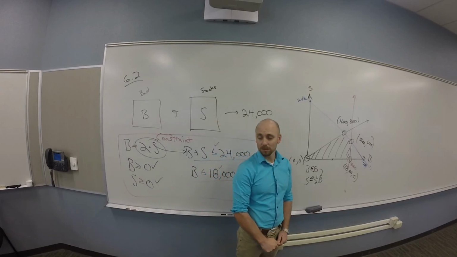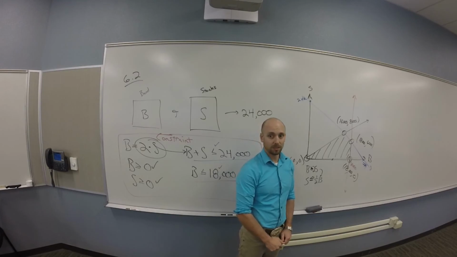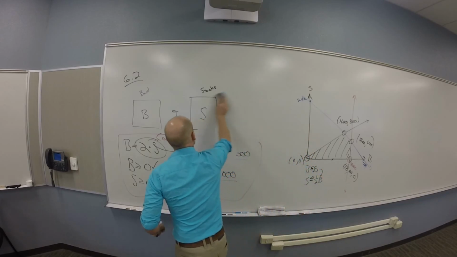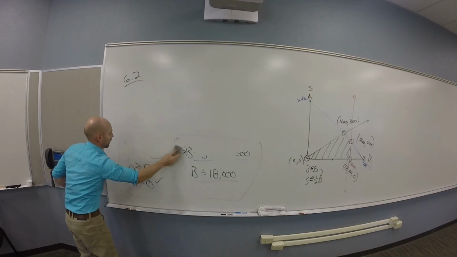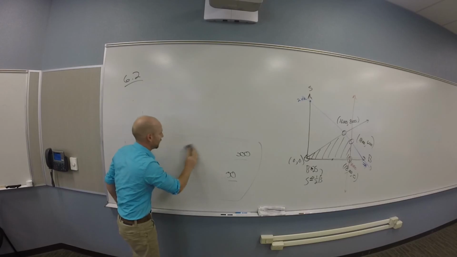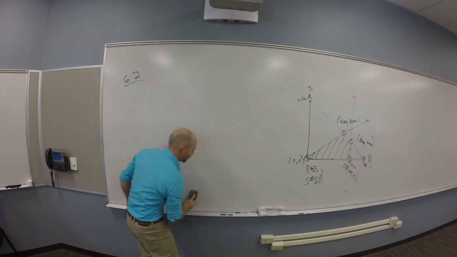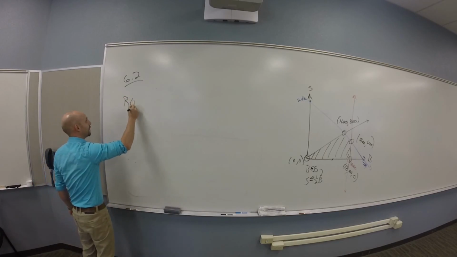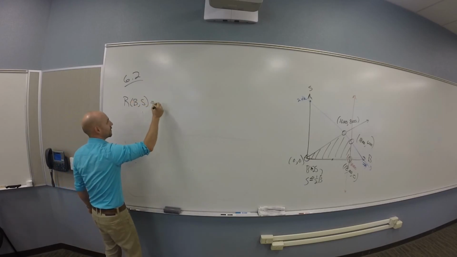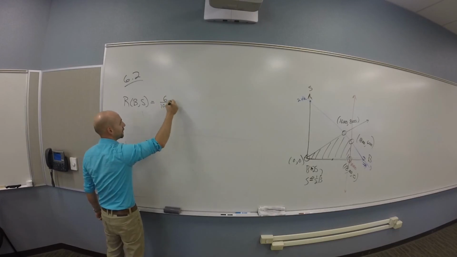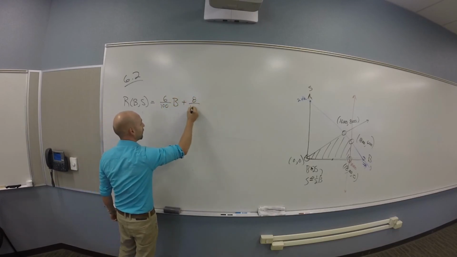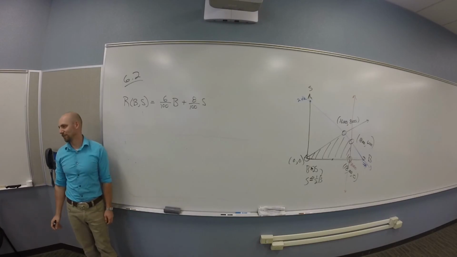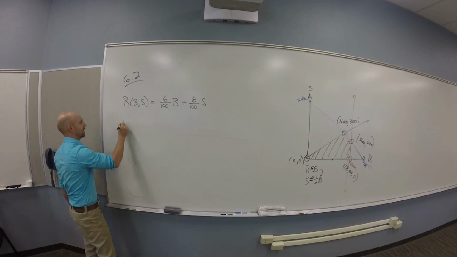Now what? Plug in some stuff and see. Oh, and I've lost my objective equation. What was the easy version of my objective equation? 6B plus 8S. No, the one with the over 100s was easy. Yeah, that was the 6B and 8S. So that was R of B and S is 6 over 100 B plus 8 over 100 S. I did it this way so I could cancel some zeros.